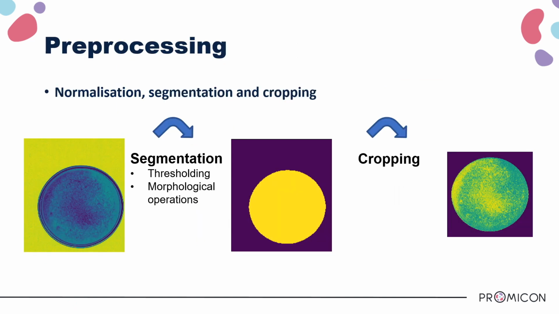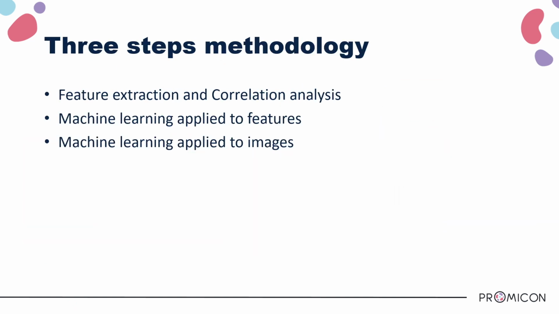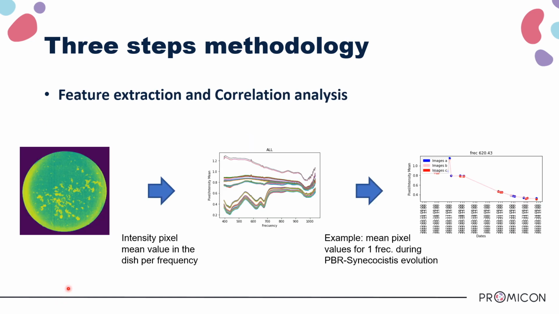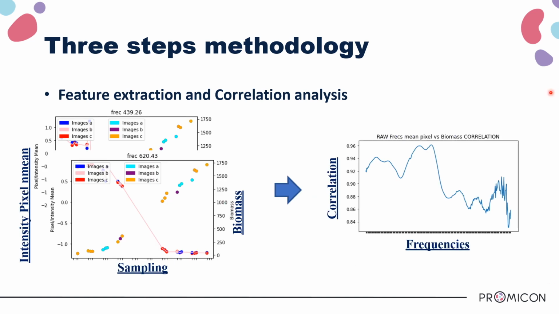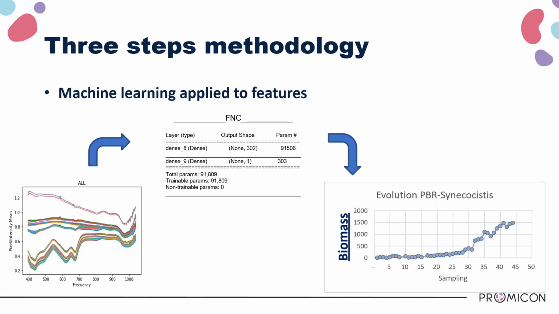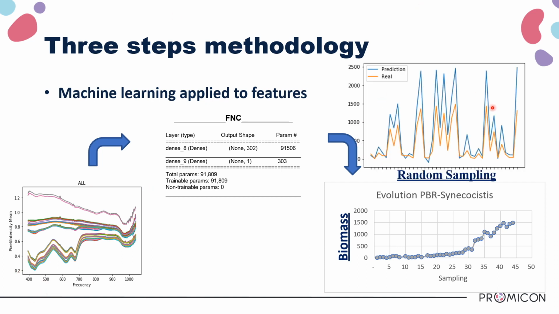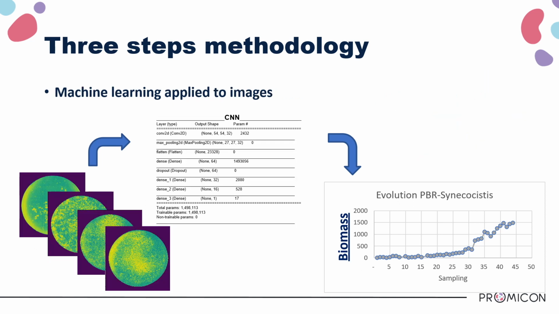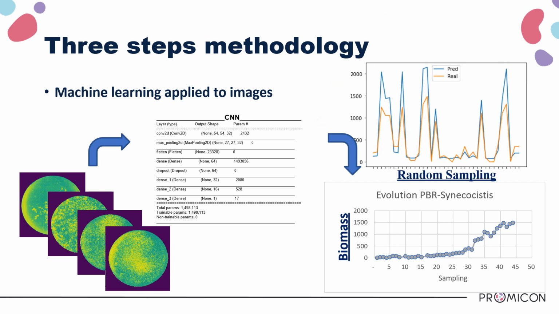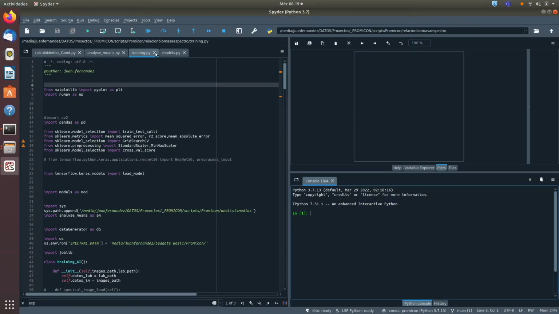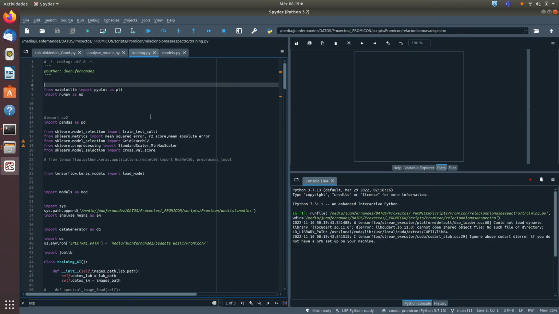Then, we follow a 3-step methodology. The first step is to check if there is any relation between the images and the biomass information from the lab analysis. After checking this, 2 approaches to estimate the biomass from the images are done. For one approach, we use the features extracted from the previous step to train a machine learning algorithm. The other approach uses the images to train another machine learning algorithm, a convolutional neural network. The resultant trained model can be used to estimate a value of biomass directly from the spectral image.